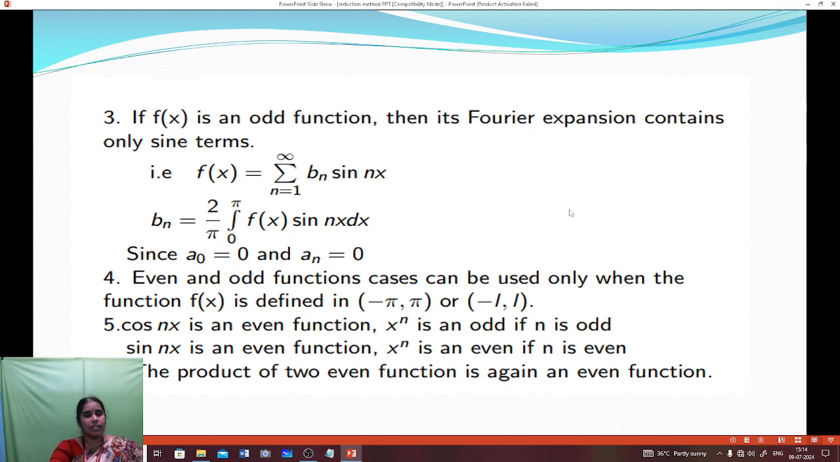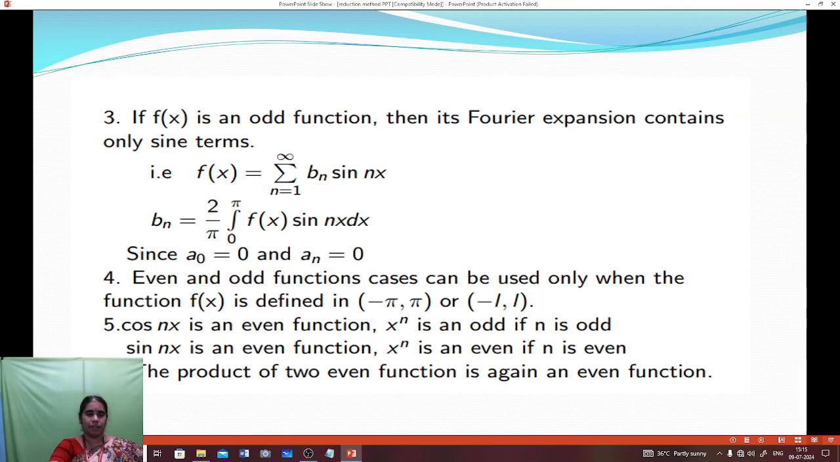And one more thing. Even and odd function cases can be used only for minus pi to plus pi or minus L to plus L. Where the function is defined in those intervals, we have to check whether the given function is odd or even. For other intervals, that is 0 to 2 pi or 0 to 2L, there is no need to check whether the function is odd or even. That's meaningless. We are going to split the interval into equal halves, 2 times the positive part, only where minus pi to plus pi or minus L to plus L. In the minus range to plus range, we are finding whether the function is odd or even.